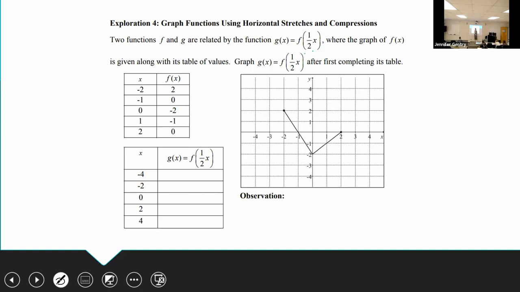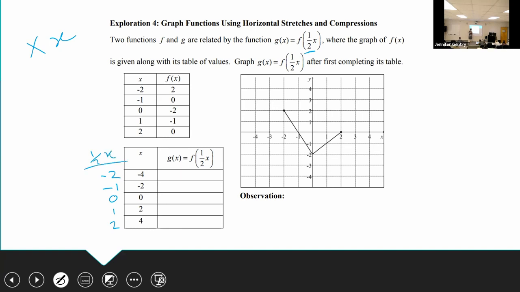Inside the parentheses, right? So now I'm multiplying the x, right? Make sense? Okay. Here. Again. What is 1/2 of -4? -2. What about -2? Yep. 0, right? 0 is not changing. 2, 1, and then 2, right? Okay.